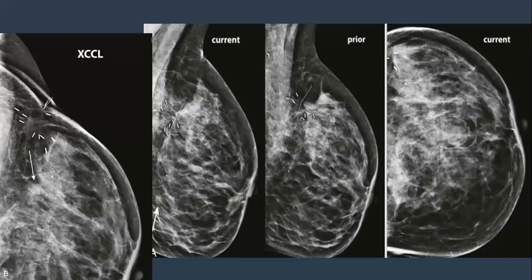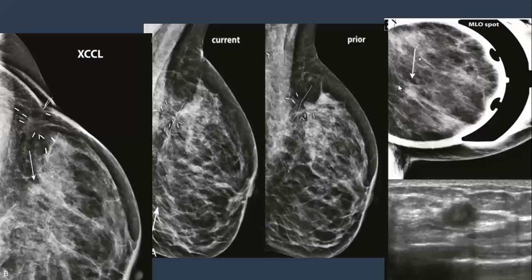This is a spot magnification, confirming the focal asymmetry. On ultrasound it is seen as an indistinct, suspicious, heterogeneous hypoechoic mass, a small mass. So this is one view, the asymmetry obscured on the other view, and it was a recurrent cancer.